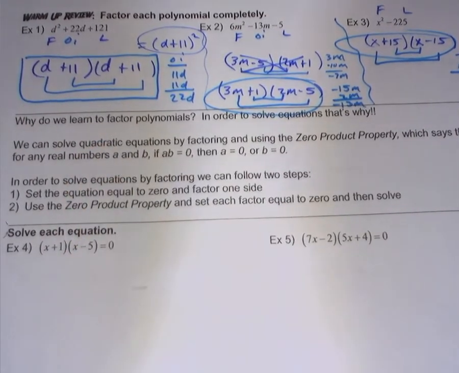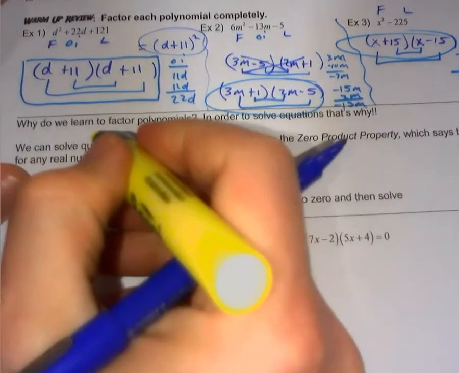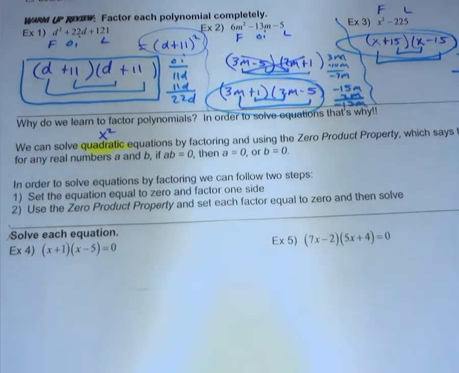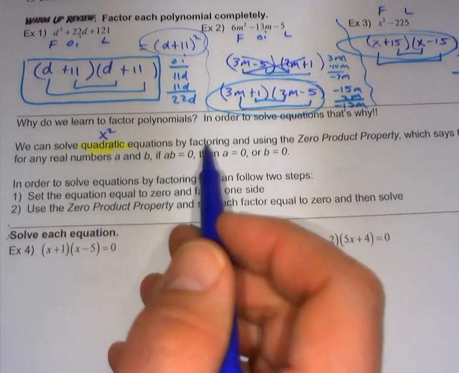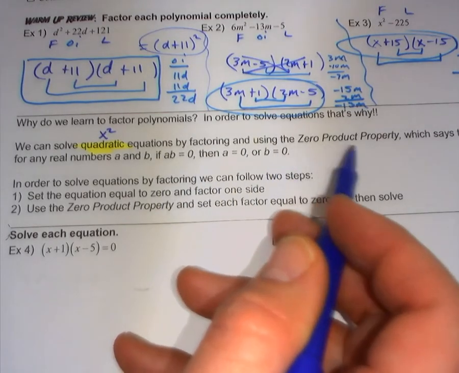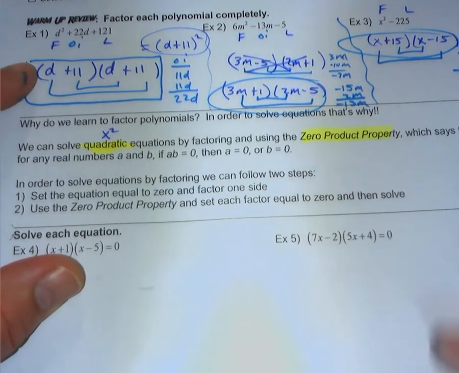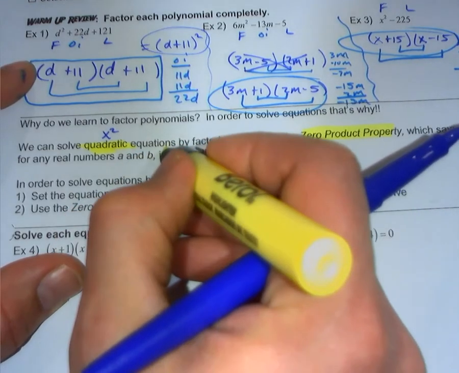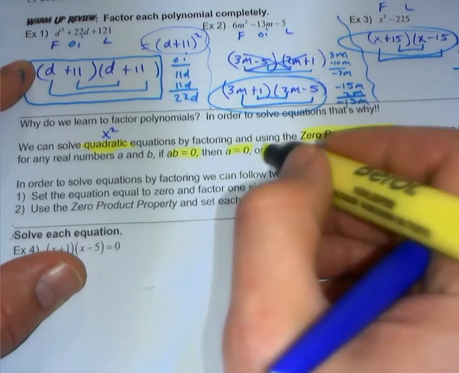A quadratic means it has an x squared term. So you'll hear me say quadratic now, where there's an x squared. If you see an x squared, that's called a quadratic equation. We can solve these quadratic equations by factoring and using what we call the zero product property. The zero product property states that if you have some numbers a and b, and if a times b is 0, then either a has to be 0 or b has to be 0, right?